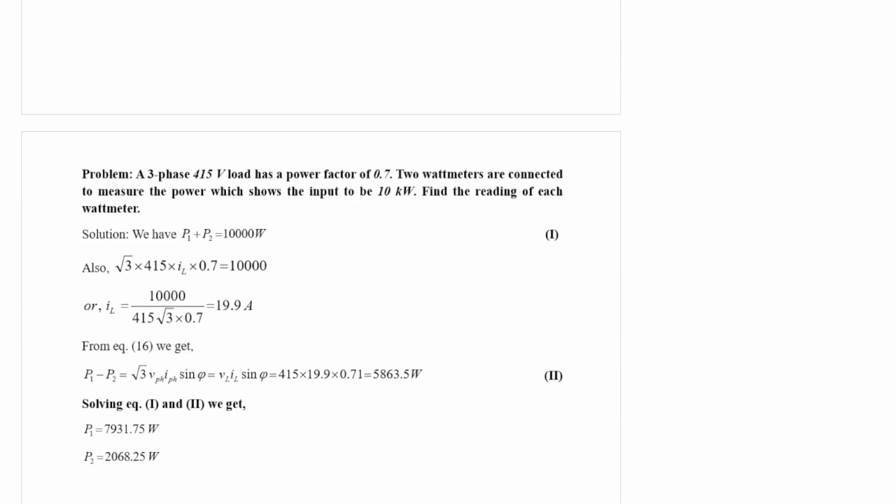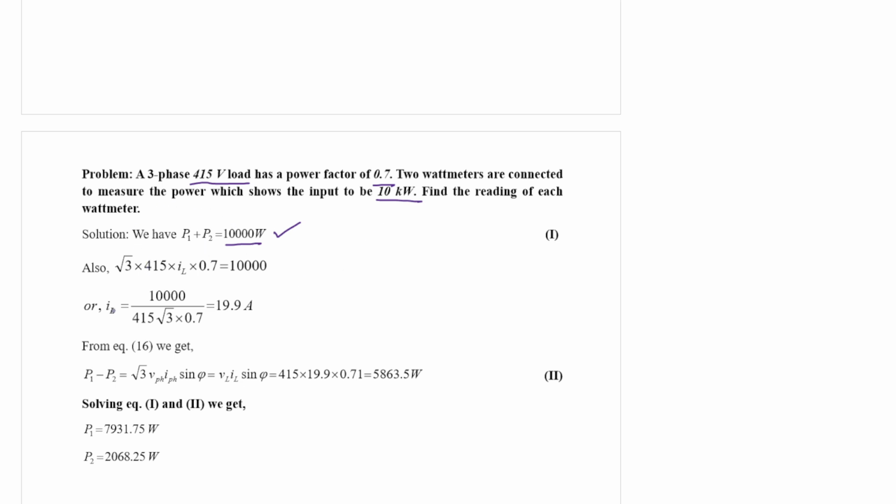Now we have another problem. It is said that a 3-phase 415 volt load has a power factor of cos phi. 2 wattmeters are connected to measure the power, which shows the input to be 10 kilowatt. So we have the total power of 10 kilowatt, that means 10,000 watt. That is P1 plus P2.